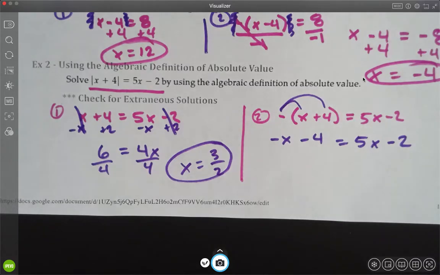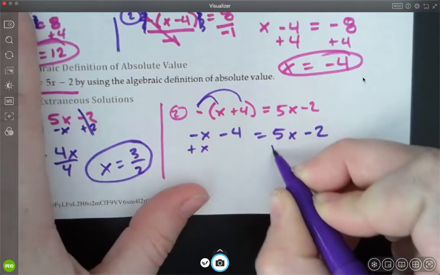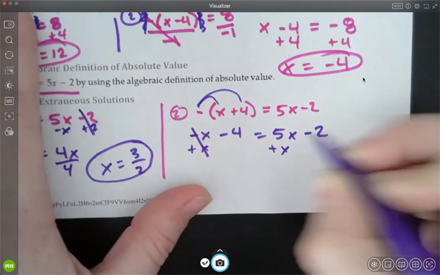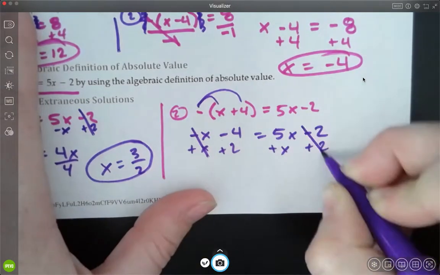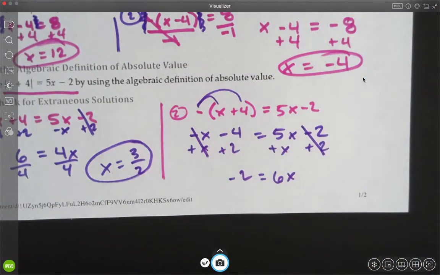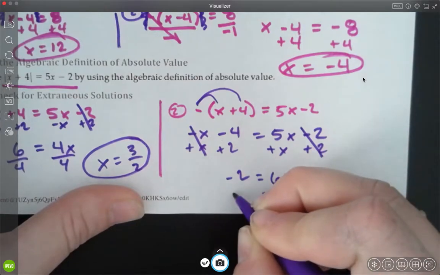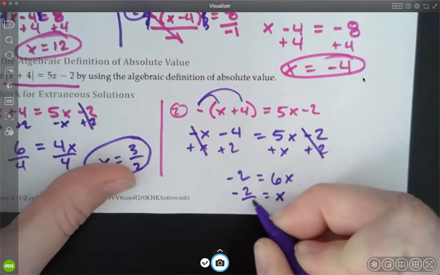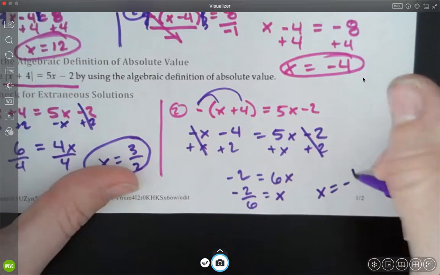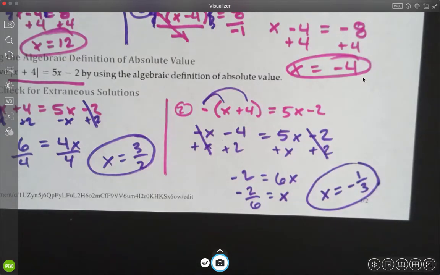You want to see it with a negative one? I'll show you how that works in just a minute. Plus x, he goes away. Plus 2, plus 2. 6x equals negative 2. Just kidding, I messed up. Oh, it's negative 4. x equals negative 1/3. Did you get that, Morgan? Yes. I thought the 4 was positive.